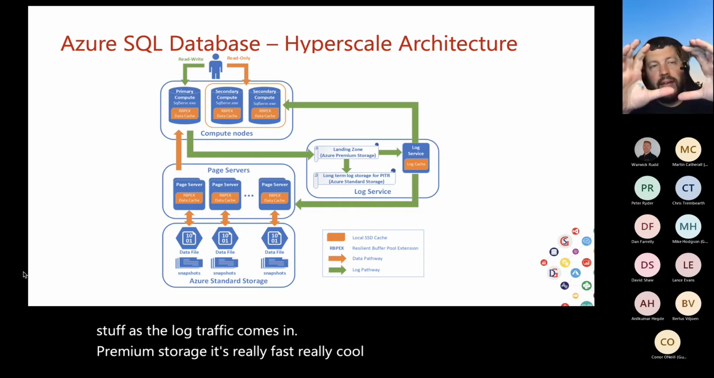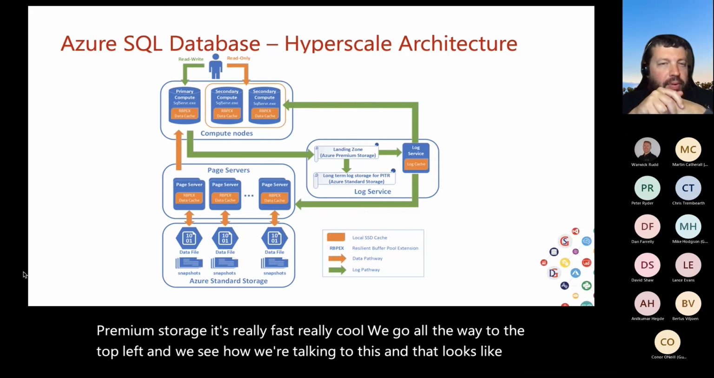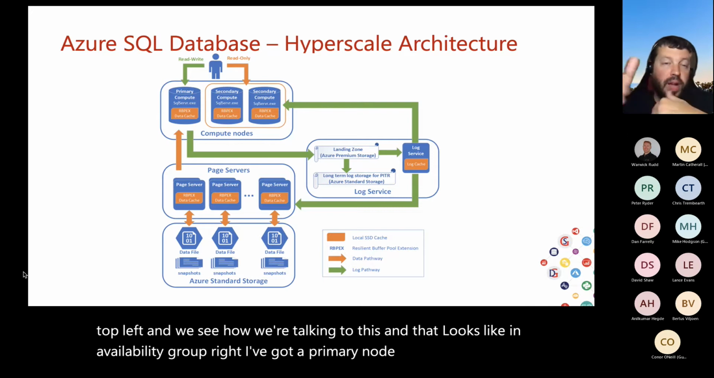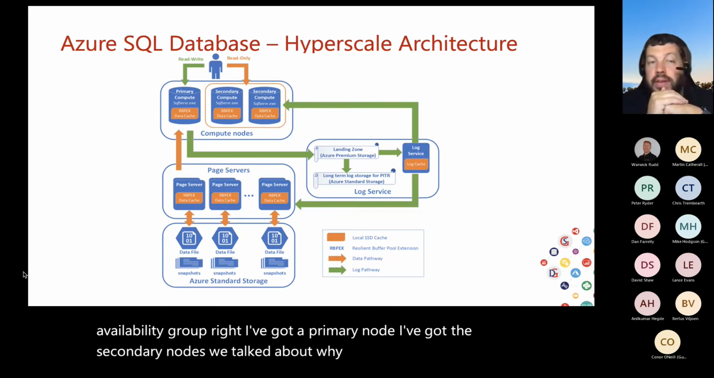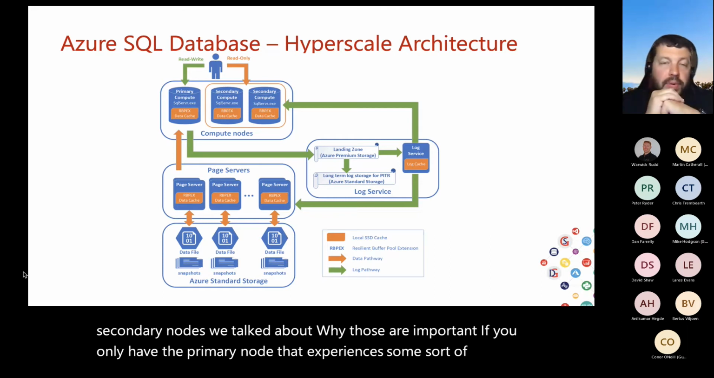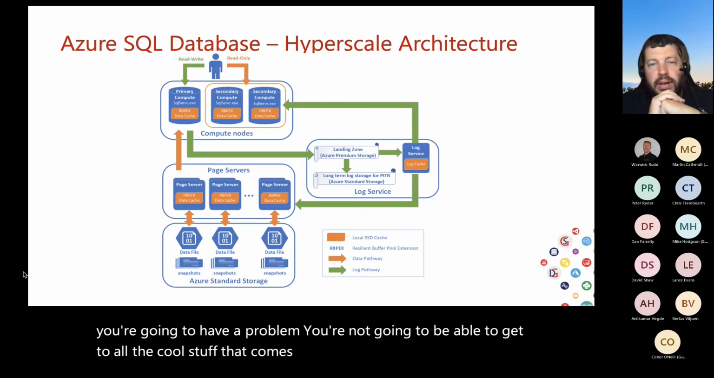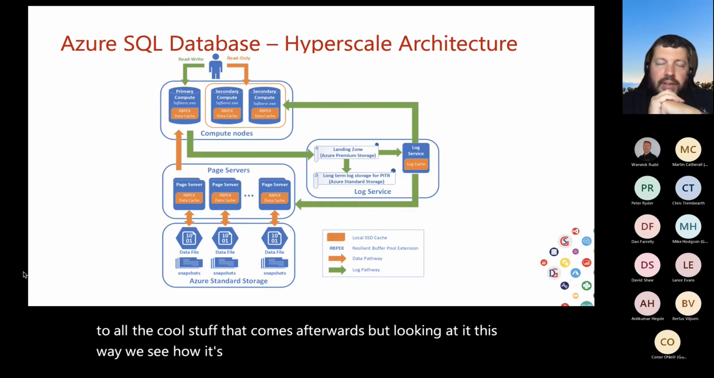We go all the way to the top left and we see how we're talking to this. And that looks like an availability group, right? I've got a primary node. I've got the secondary nodes. We talked about why those are important. If you only have the primary node and it experiences some sort of issue, you're going to have a problem. You're not going to be able to get to all the cool stuff that comes afterwards. But looking at it this way, we see how it's different, but it also looks like a SQL Server. It just has cooler stuff in it, right?